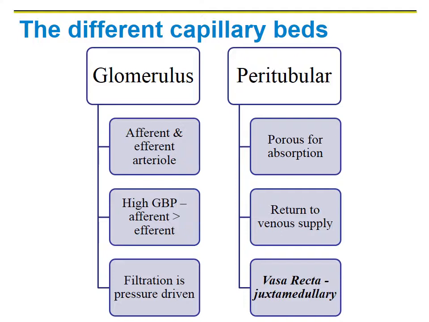3. Vasa recta are specialized capillary beds of the loops of Henle of juxtamedullary nephrons only. They help maintain osmotic gradients with a specialized flow. More about that later.